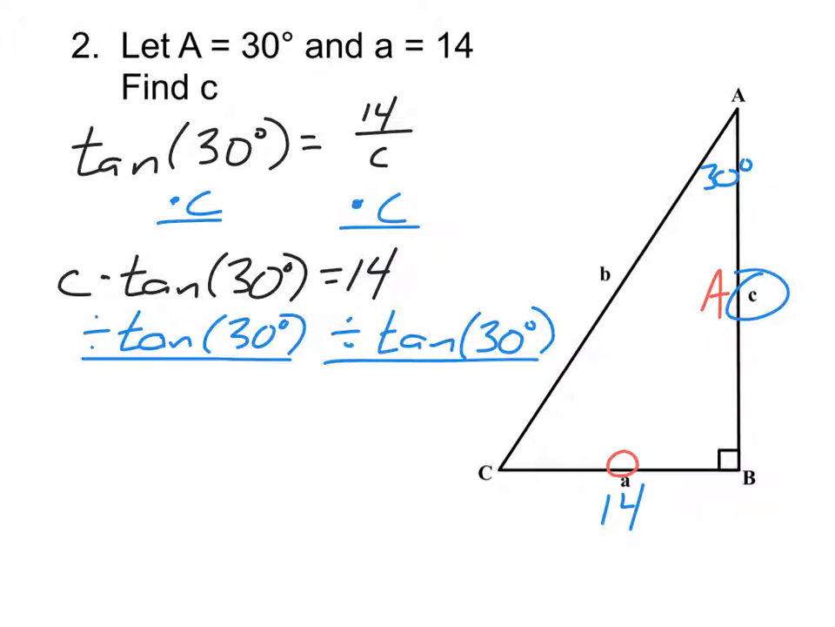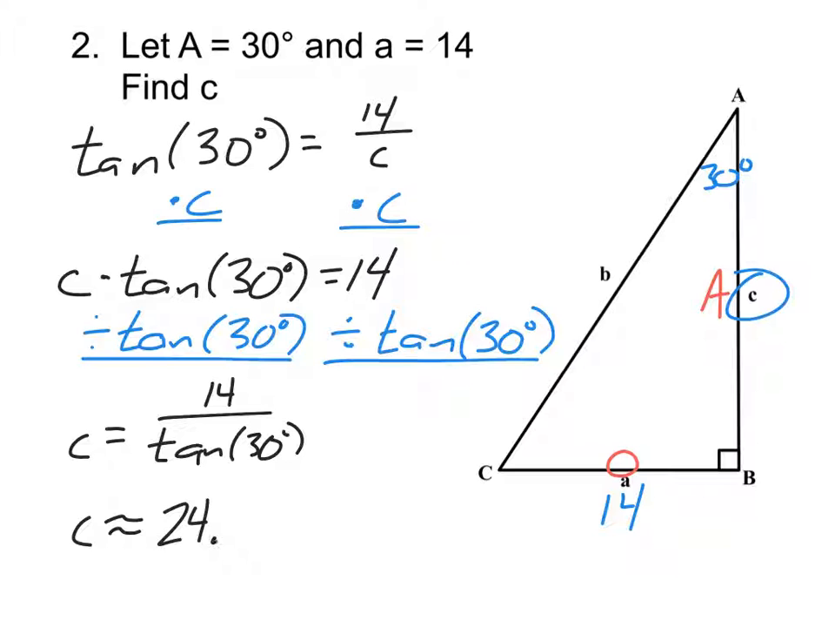So when I do that now, I get c equals 14 over tan 30. Now that it's c equals, that's telling me that's what I need to calculate. So we can now go ahead and do that calculation, 14 divided by tangent of 30, to get the answer. And when you do that, you should be getting an answer of about 24.2.